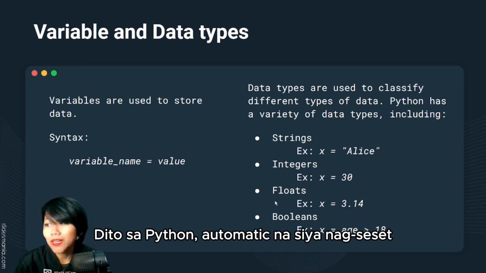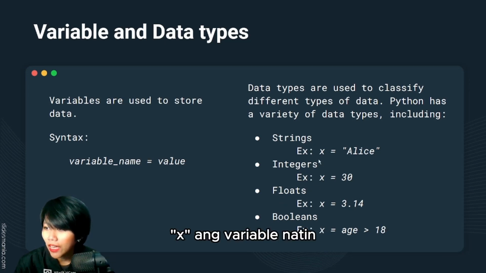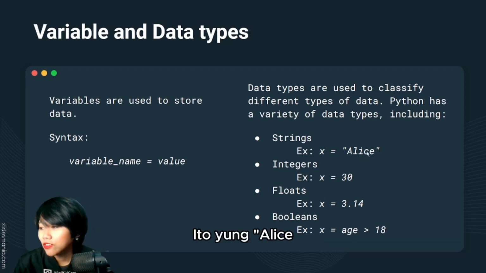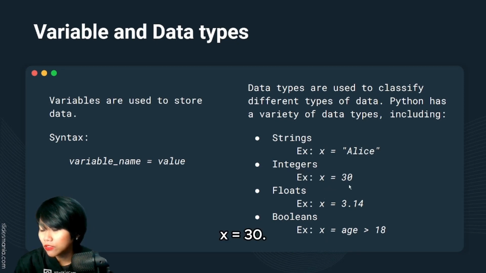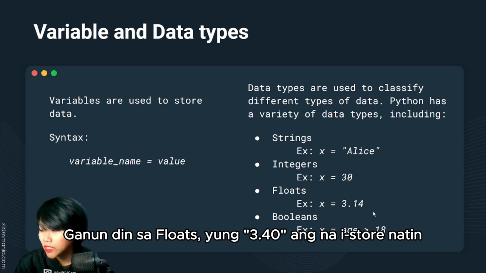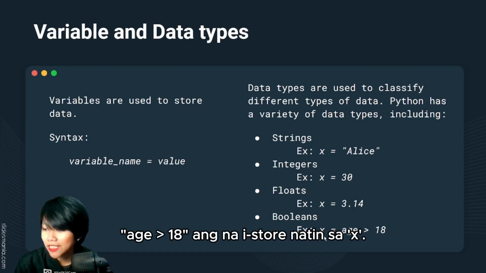Dito sa Python, automatic na siya nagsi-set once na nilagay ang value. Example, dito sa string, x ang variable natin at yung Alice ang value natin. Ito yung Alice ang na-store natin sa x. Meron din sa integers, x equal to 30. Yung 30 ang na-store natin sa x. Meron din sa floats, yung 3.14 ang na-store natin sa x. And yung booleans, yung age greater than 18 ang na-store natin sa x.